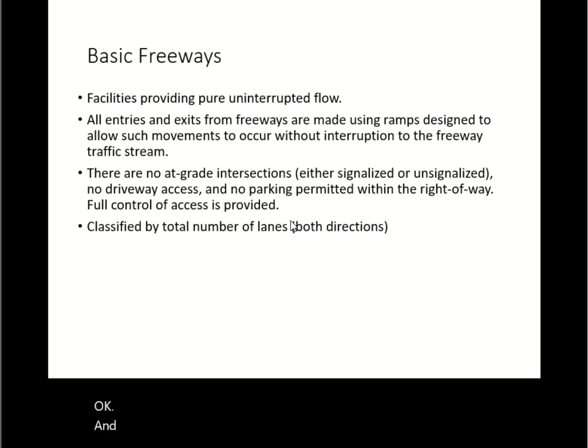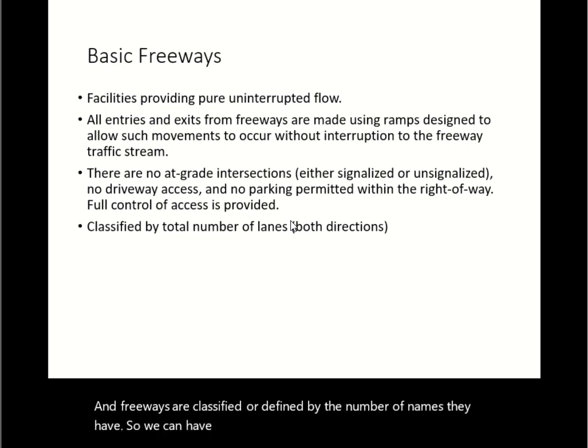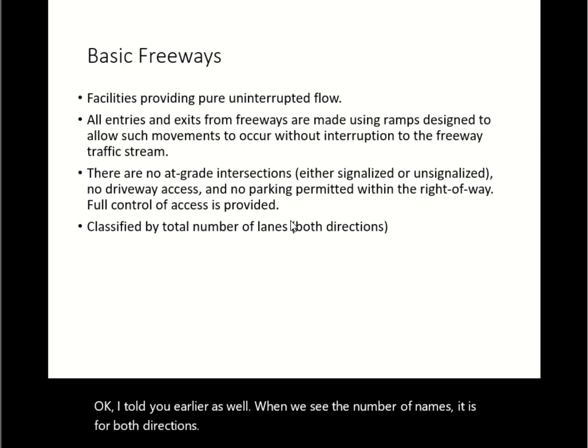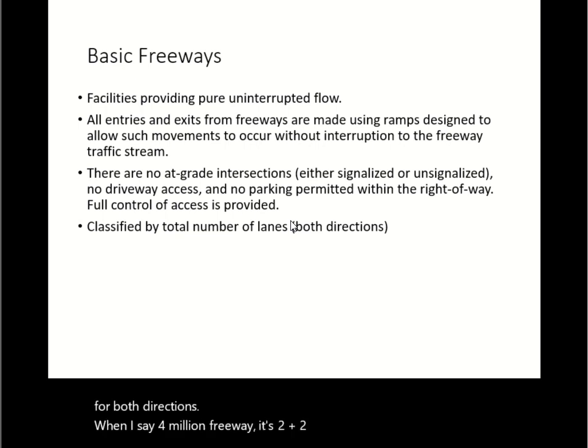Freeways are classified or defined by the number of lanes they have. So we can have a 4-lane freeway, 6-lane freeway, 8-lane freeway, and so on. And I told you earlier as well, when we say the number of lanes, it is for both directions. So when I say 4-lane freeway, it's 2 plus 2. 6-lane freeway, 3 plus 3. 5-lane freeway, 2.5, 2.5.